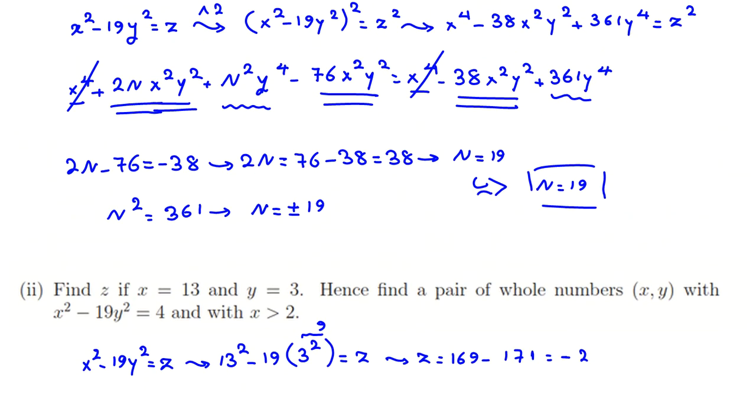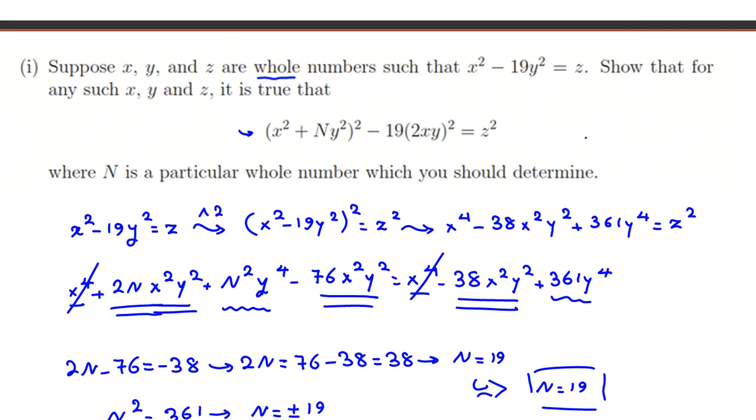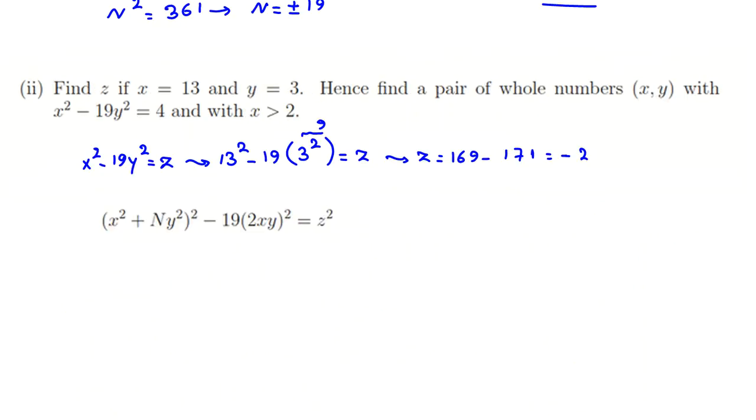As you can see from the previous part, I said parts are related to each other. It says a formula for z squared. Let's copy and paste this formula. Okay, we said n is 19. Let's replace: x is 13, y is 3. So x squared will be 169 plus n y squared, which is 19 times y squared, which is 9, whole squared, minus 19 times 2xy.